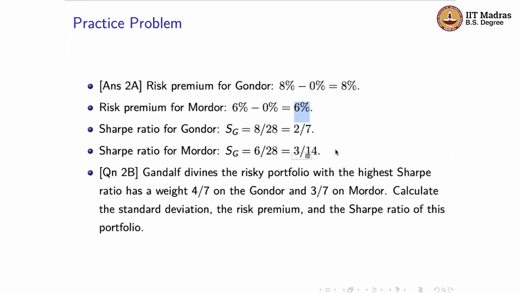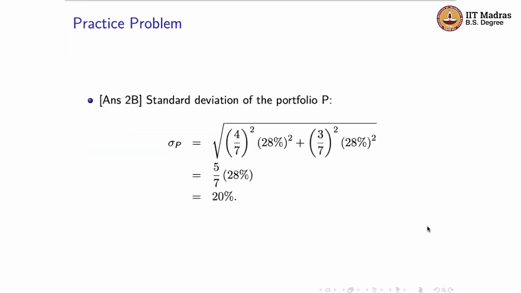Based on this, we are asked to calculate the standard deviation, the risk premium, and Sharpe ratio for this portfolio. So let's think about it. First, the standard deviation. This is going to be equal to this expression that you see here. So let's understand where we are getting these things from.